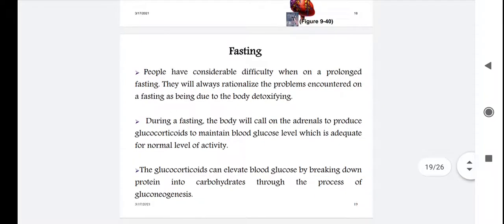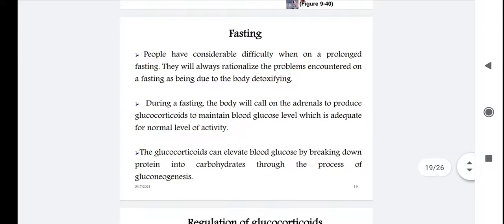During the fasting, people have considerable difficulty when on a prolonged fasting. They will always rationalize the problem encountered on the fasting as being due to the body detoxifying. During a fasting, the body will call on the adrenal to produce glucocorticoid to maintain blood glucose level, which is adequate for normal level of activity.